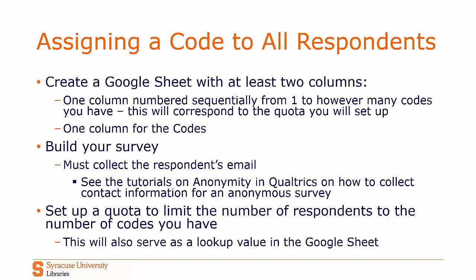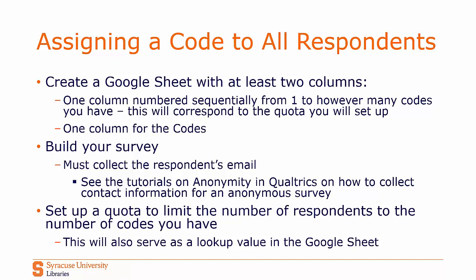The basic steps are, first you need to create a Google Sheet with at least 2 columns. One column will be numbered sequentially from 1 to however many codes you have. This will correspond to the quota you will set up in the survey. You will also need one column, of course, to hold the various codes.